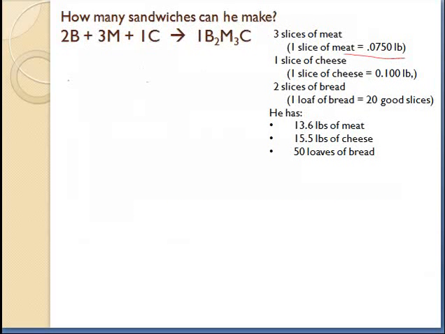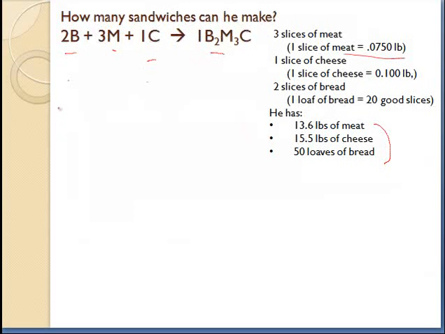If you recall, we have this equation that we're using that says 2 bread, 3 meat, 1 cheese give us 1 sandwich. And what he's saying is we've got this quantity of our ingredients. So what we need to do is figure out, based on each ingredient, how many sandwiches we can make.